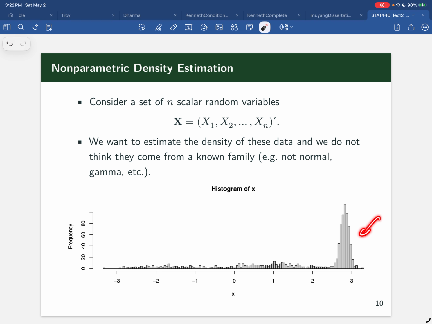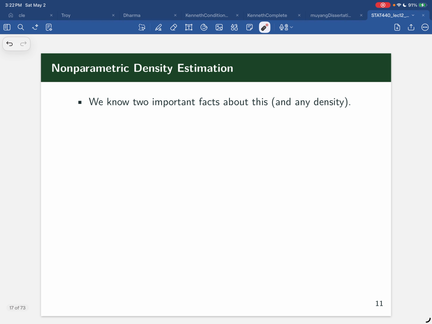We've got a pretty unusual density. It's got, of course, a lot of mass right around 3, but it sure stretches out in the negative direction a long way. So we're going to assume that these aren't some nice distribution, normal, gamma, or anything like that, and we're going to fit a mixture model to this data.